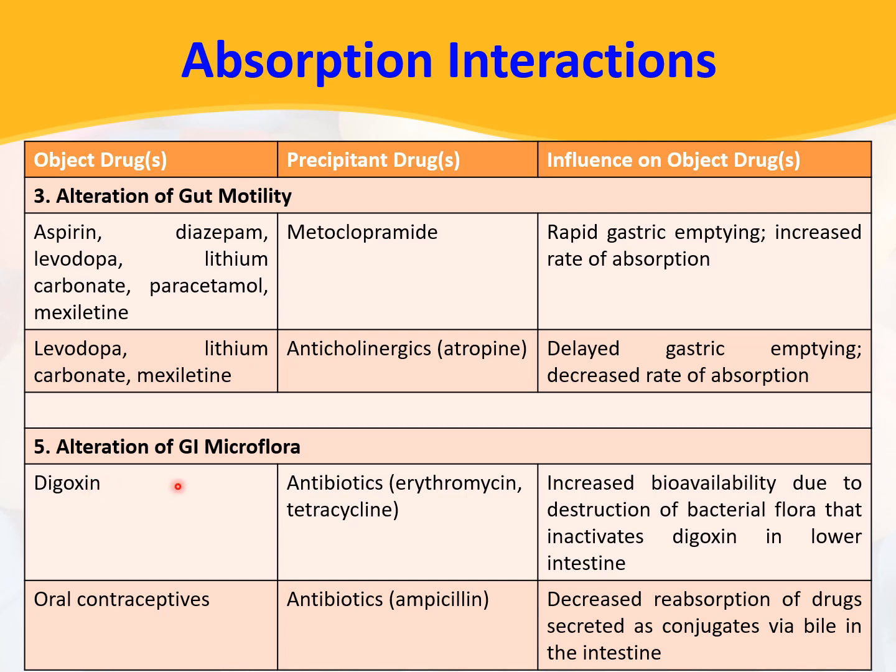Next, coming to alteration of GI microflora. Whenever digoxin is taken along with antibiotics such as erythromycin and tetracycline, it leads to increased bioavailability of digoxin due to destruction of bacterial flora that inactivates digoxin in the lower intestine. And whenever oral contraceptives are taken along with antibiotics such as ampicillin, it leads to decreased reabsorption of drugs secreted as conjugates via bile in the intestine.